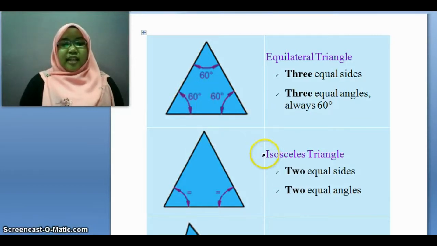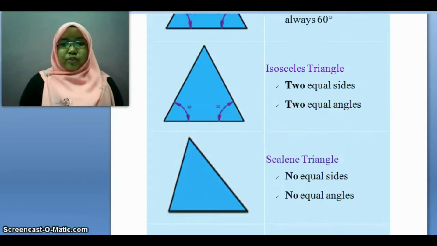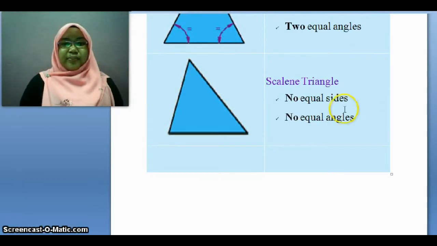Next, isosceles triangle. Isosceles triangle have 2 equal sides and 2 equal angles. Next, we move to scalene triangle. Scalene triangle have no equal sides and no equal angles.